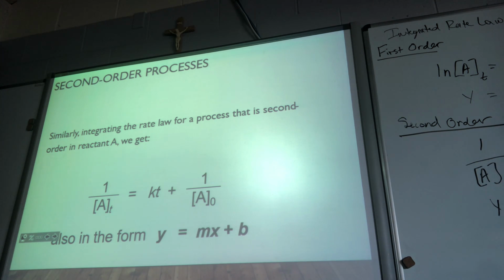Again, when we graph it, it should have a positive slope with a straight line. If you graph 1 over A versus T, and you come out with a positive slope straight line, then you can say it's second order with respect to whatever reactant you've graphed.